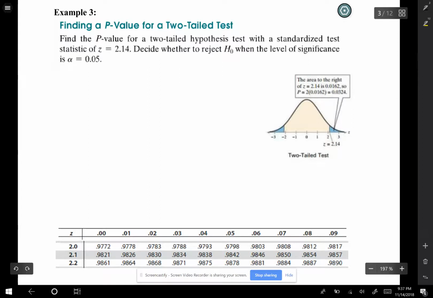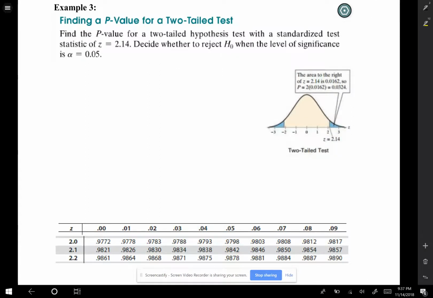So on example 3, this time we want a p-value for a two-tailed test. So we're looking at z equals 2.14, and we have a level of significance of 0.05. I included these little snippets of the table here, so I don't have to flip over to my other one. So we're looking at z equals 2.14.